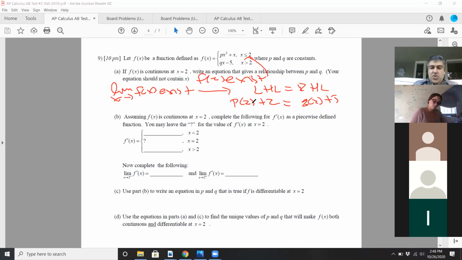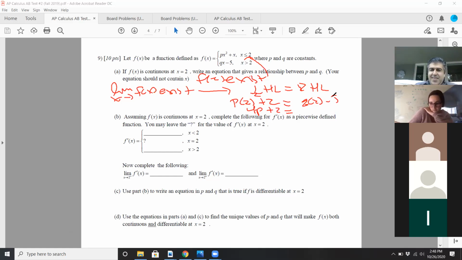So it should be 2p plus 2. No, squared. It should be 4p plus 2. It's almost going to make another mistake there. Oh goodness, this is why you need a break. There's a minus there also. Okay.